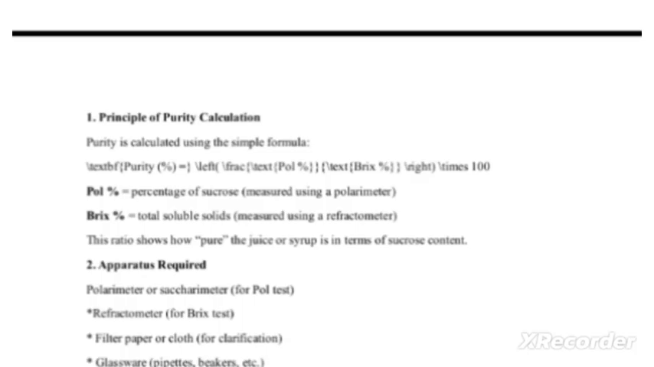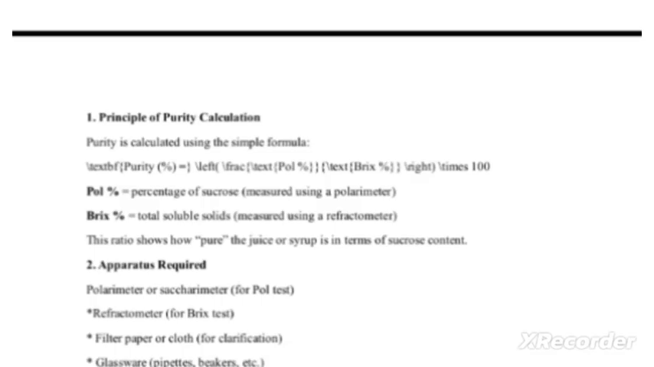Step by step procedure. Measure Brix. Use a refractometer to measure the Brix percentage of juice or syrup. Example: Brix is equal to 19.0%. Measure polarity. Clarify the juice sample using lead subacetate or a similar clarifying agent. Measure polarity using a polarimeter. Example: polarity is equal to 17.1%. Apply the purity formula.